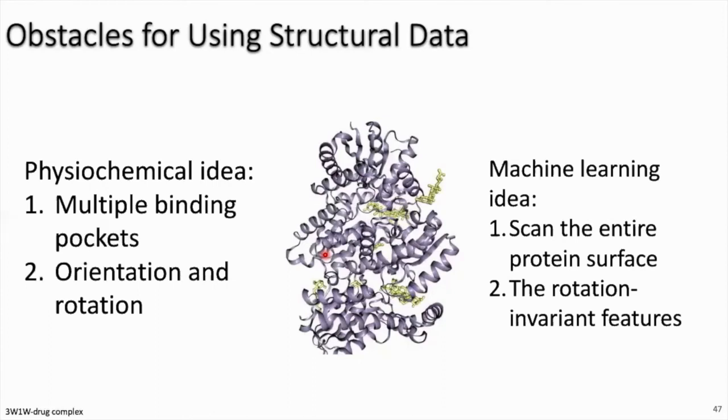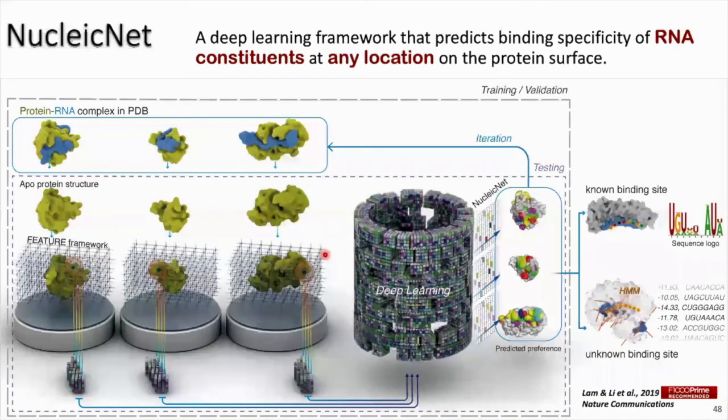And then by leveraging some rotationally invariant features, we are hoping to resolve the orientation and rotation problem. So based on that, we proposed a new framework based on deep learning, which can predict the binding preference of RNA chemical groups at any location on the protein surface.